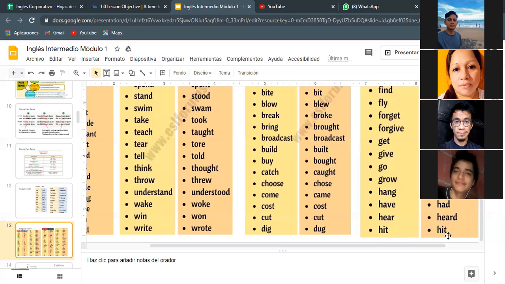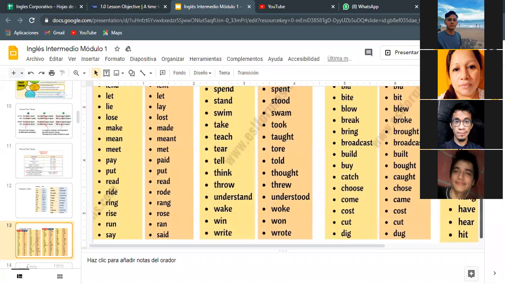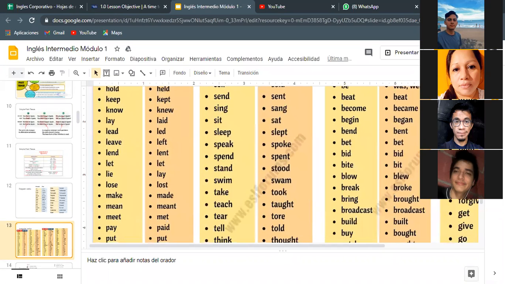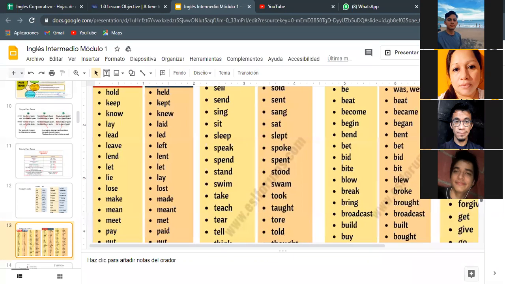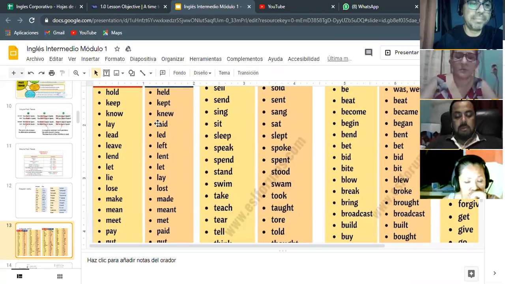Hit. Very good. So, as you can see, for the irregular verbs, there is not a rule. Sometimes it changes, sometimes it's the same, sometimes only the pronunciation changes, and things like that. Okay. We're going to check the meaning and also an example with the past.